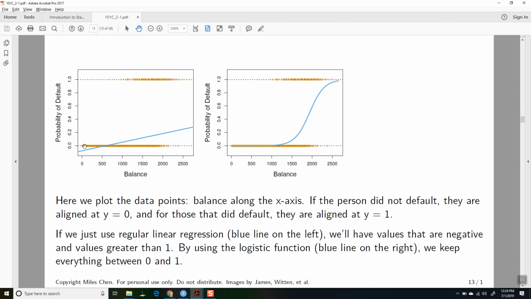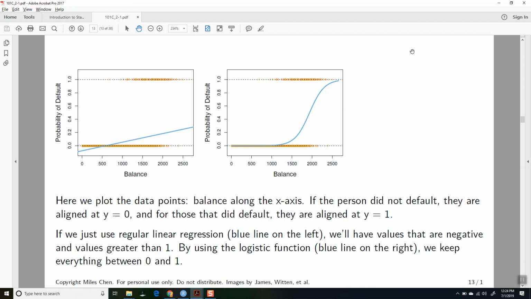And what we see is that this line goes below 0, and eventually if we trace this out, it will go above 1, okay? So as far as interpreting that to be, you know, what is the probability of something, then that doesn't make sense because you're going to have negative values and values over 1.